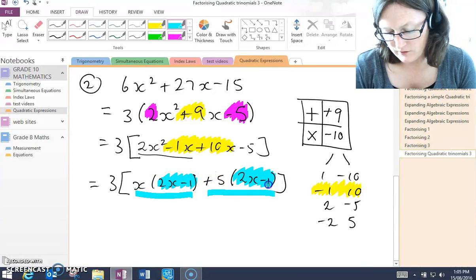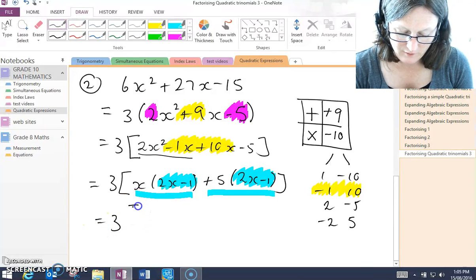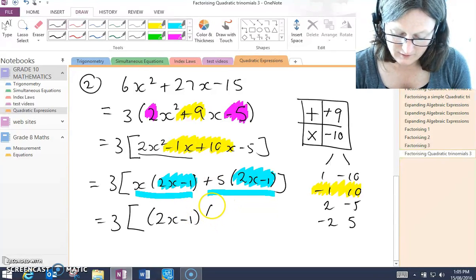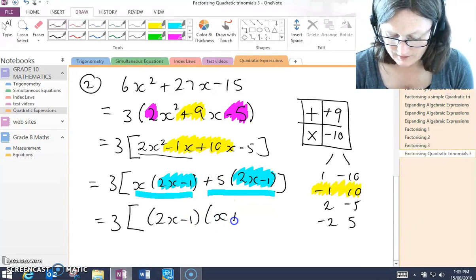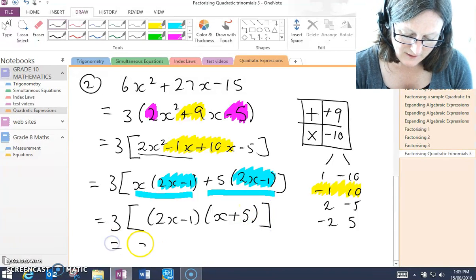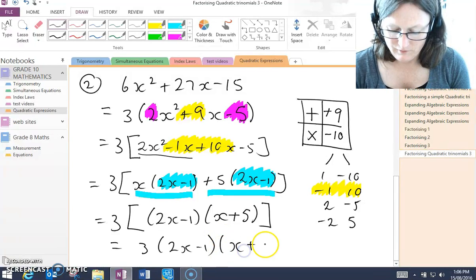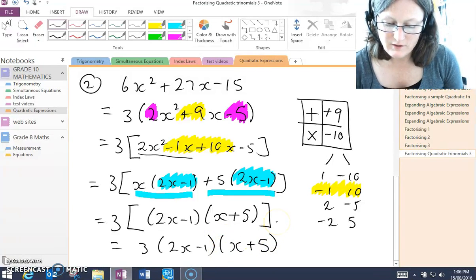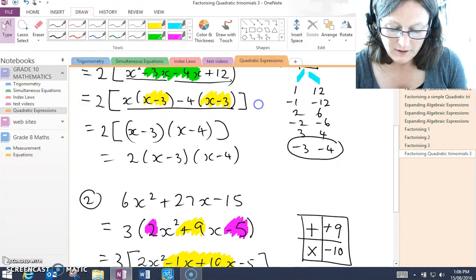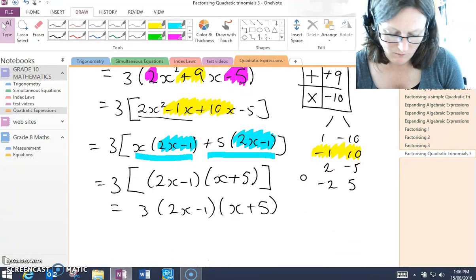I now have two terms, and they have a common factor. The thing in the brackets, 2x minus 1, is common. So I have my 3 out the front, 2x minus 1 is my common factor, and x is left in the first term, and 5 is left in the second term. So my answer is 3, 2x minus 1, x plus 5. So just remembering in these two examples, they are factorising quadratic trinomials, but what you can do is take out a common factor before proceeding with your box method.